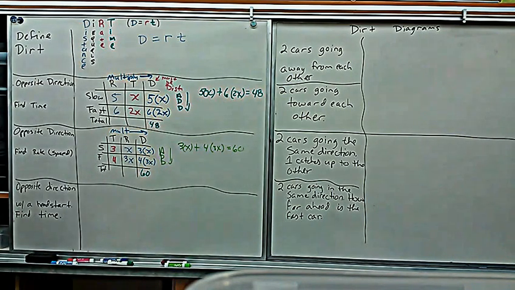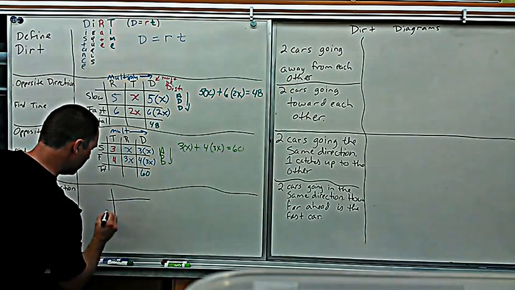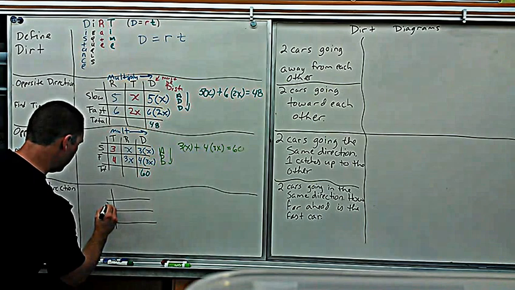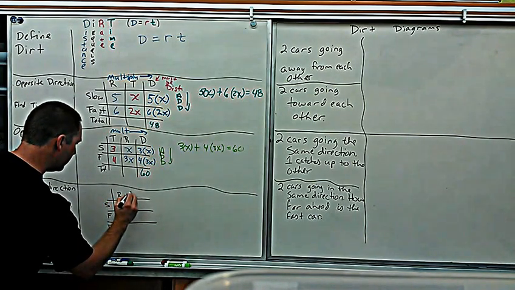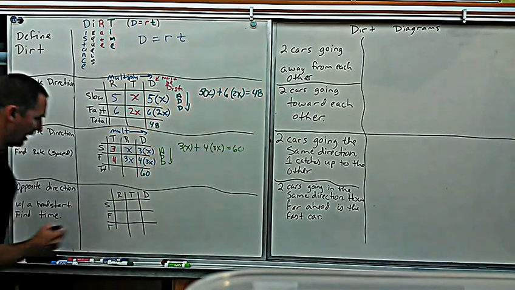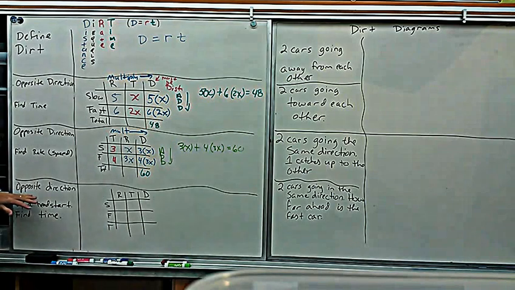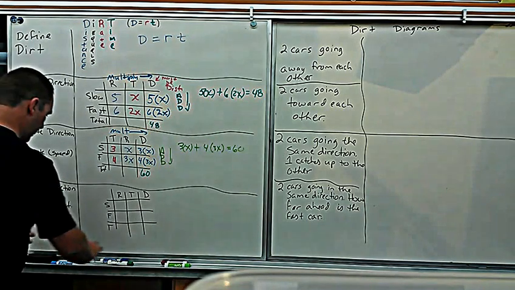And our last one that we're going to do is going to be like this. Still a chart. And we have slow, fast, total, rate, time, distance. Again, distance has got to be the last column. And this one we have two things going in opposite directions. This time one of them is getting a head start, and that head start is in time, and they want us to find the time.